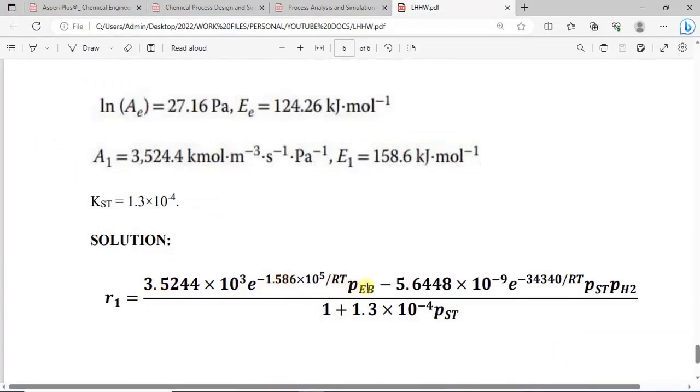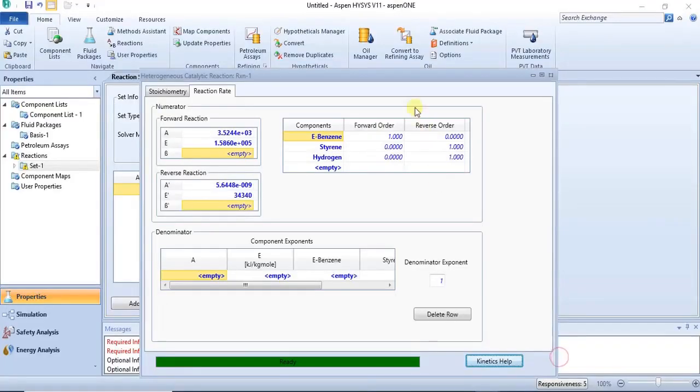So for the forward, you have PEB, right? PEB is also PEB raised to power 1, right? So it means ethyl benzene forward order exponent is 1, right? Because you just have PEB, right? And then for the backward, you have PST pH2, right? The P stands for pressure, right? So the concentration basis is pressure, and the exponent is 1, right? Because PST is the same as PST raised to power 1. pH2 is the same as pH2 raised to power 1, right? So that is what you are inputting in this section, right?